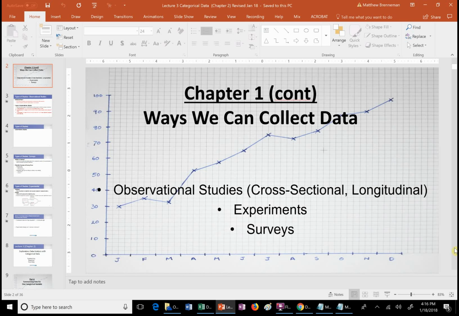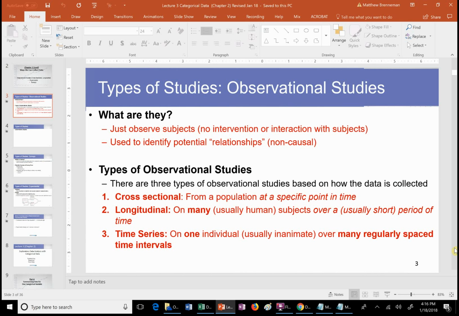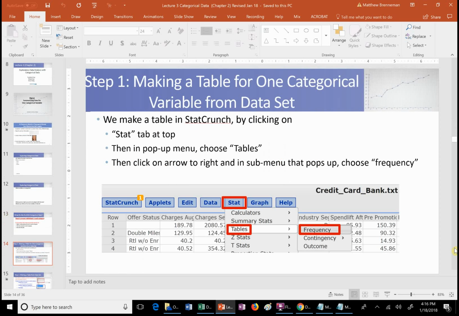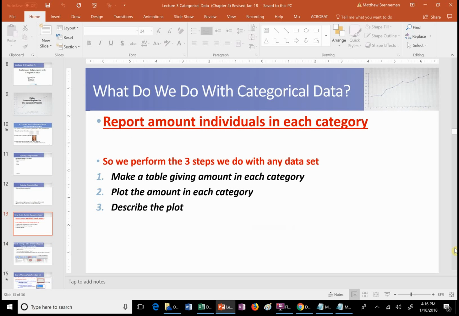So what I want to do first, in order to get there, I have to make a table first. Okay, I'm going to make my table. So we're going to make a table. We're going to plot the table.